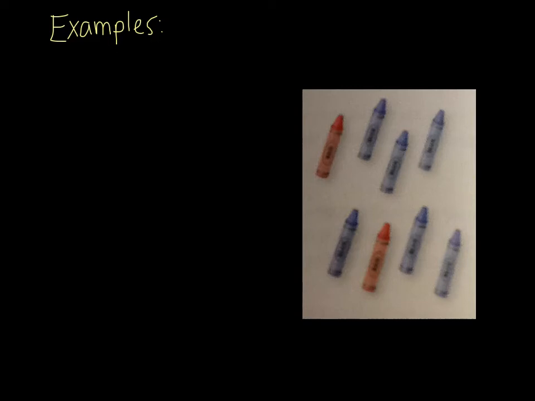So the first thing that you start off with is counting. So I've got 2 red crayons, and then I've got 1, 2, 3, 4, 5, 6 blue crayons. So knowing that I have all that, we can start writing out our examples in the actual ratios that we're going to be talking about.